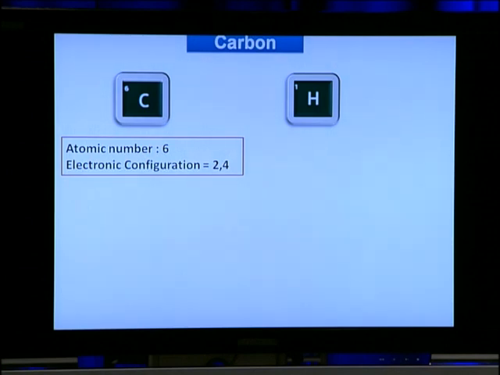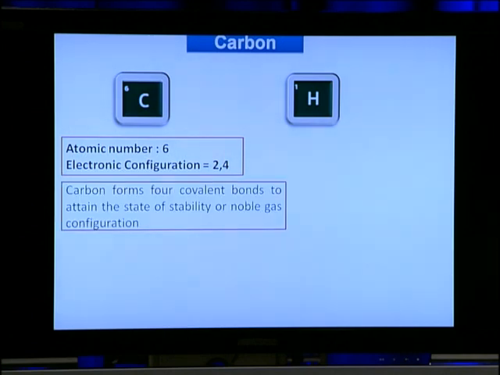As such, if you look into the configuration of carbon, you will see there are just 4 electrons in the outermost shell. So as to attain the state of stability, carbon must have another 4 electrons. Therefore, carbon forms 4 covalent bonds to attain the state of stability or the noble gas configuration.